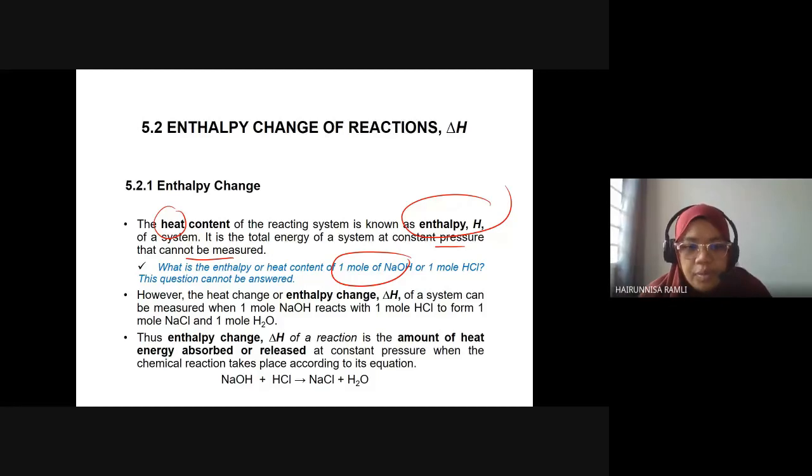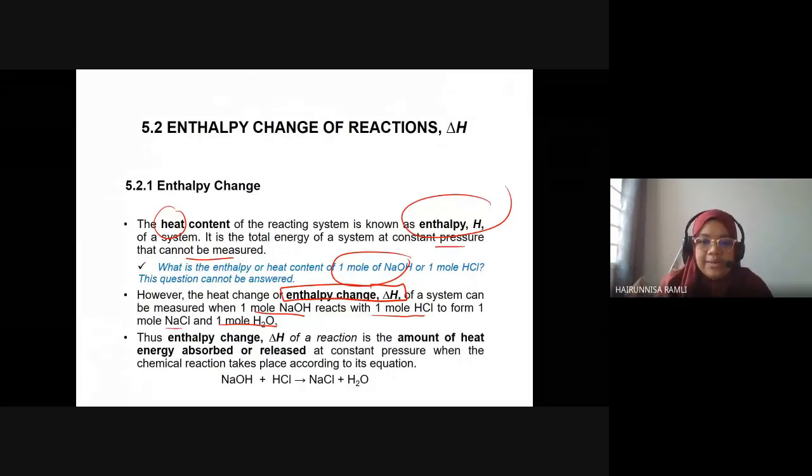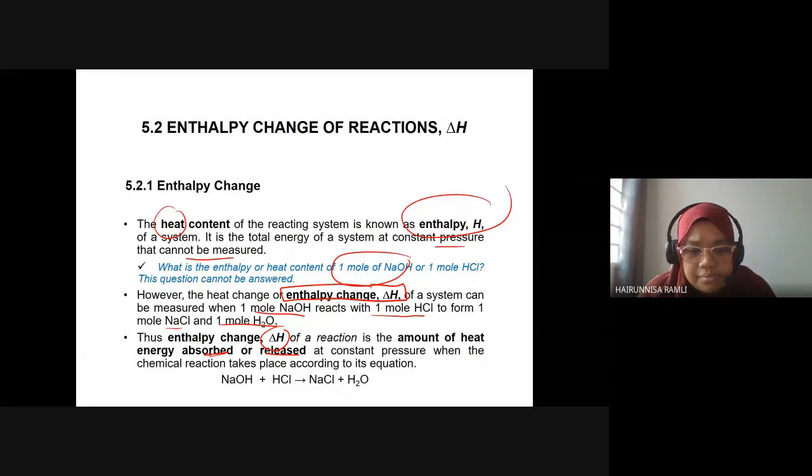Tapi however, we can measure enthalpy change, delta H, when you have 1 mole of NaOH react with 1 mole of HCl to form 1 mole of NaCl and 1 mole of H2O. Basically, bila you ada equation, kat situ you boleh measure enthalpy change. Because enthalpy change, delta H, is actually the amount of heat absorbed or heat released, depends lah, sebab dia absorb atau release, when the chemical reaction takes place.